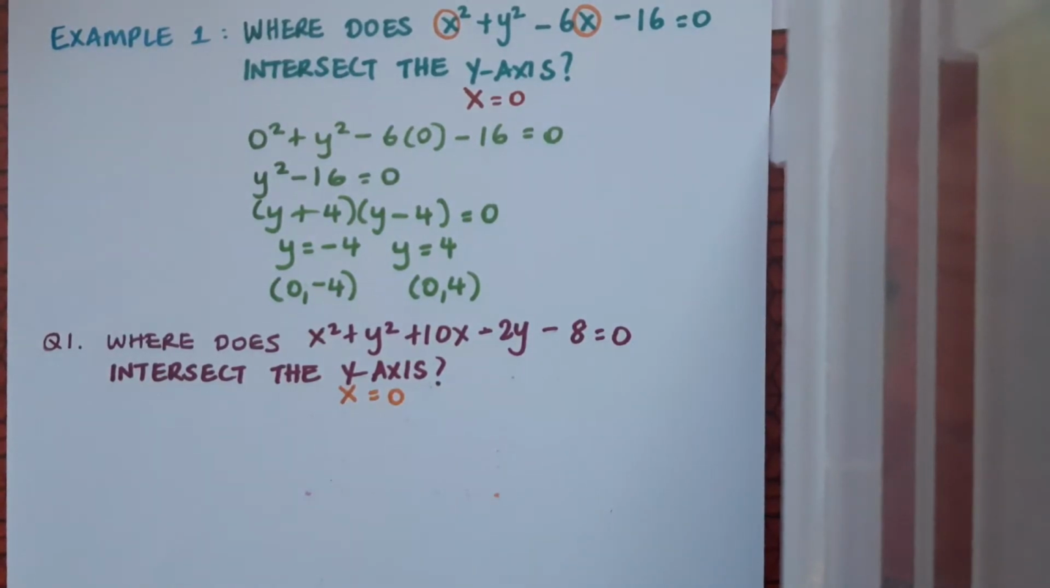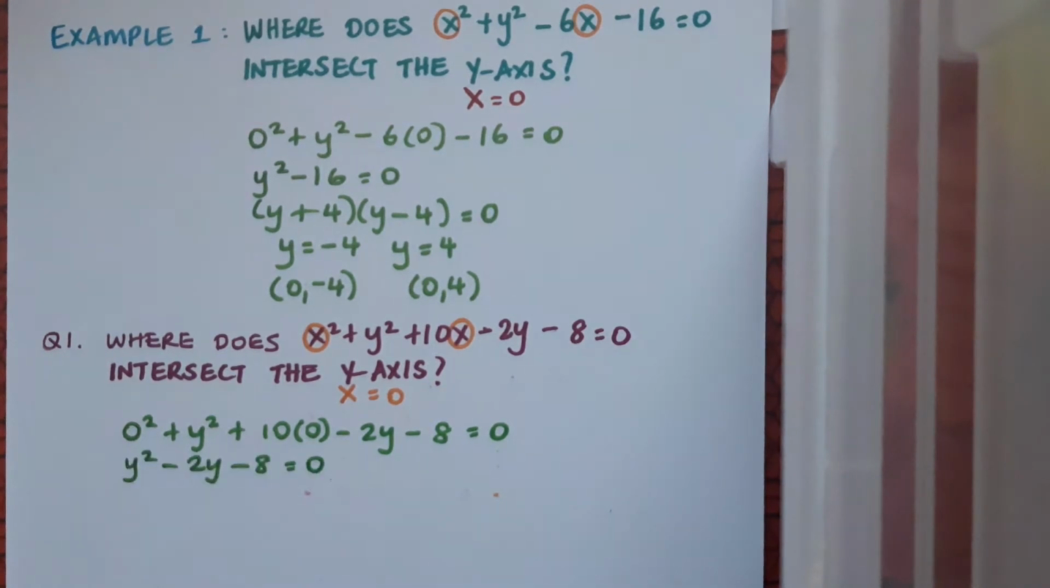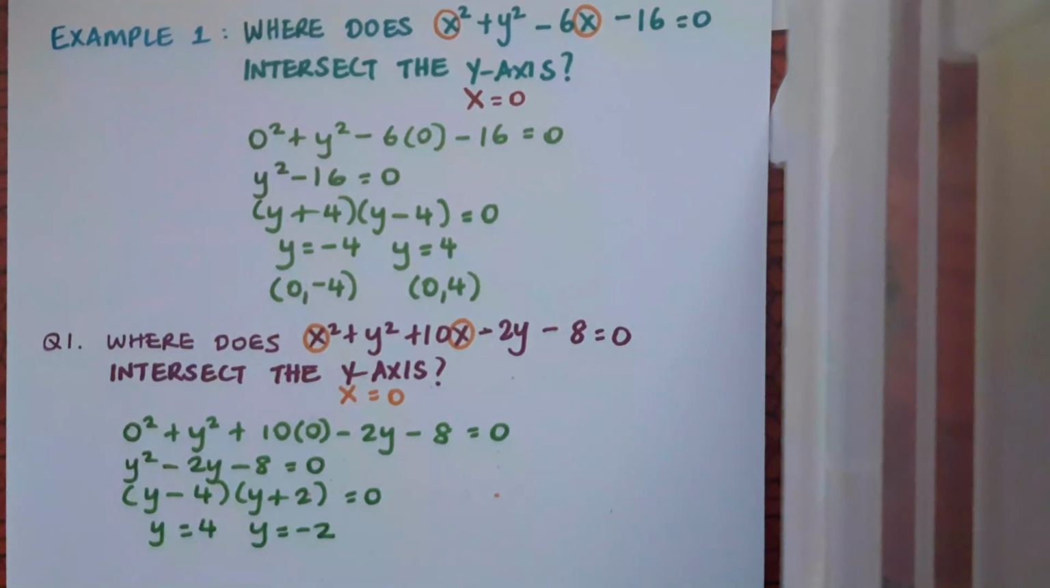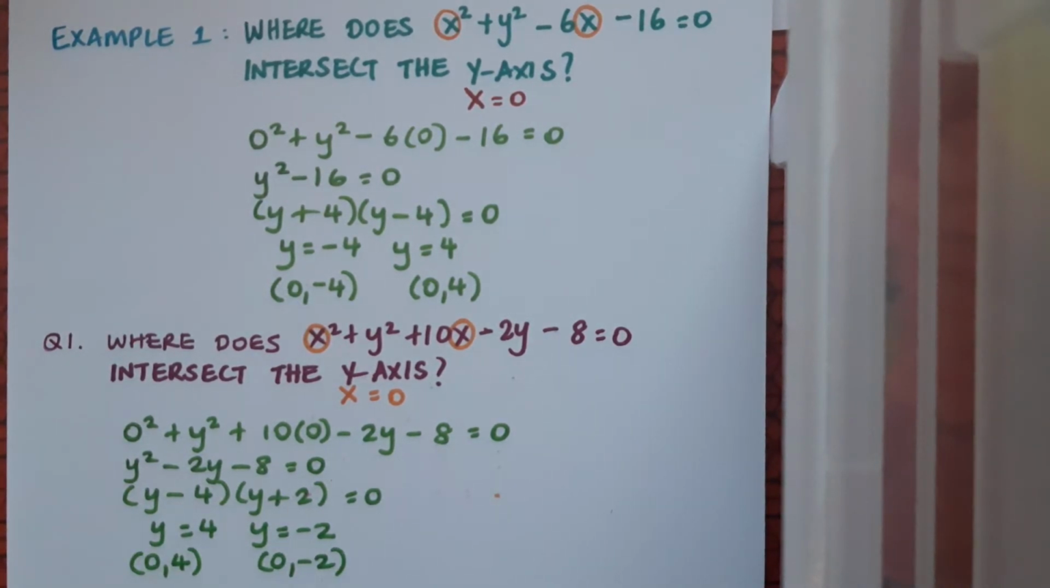Again, remember that the y-axis can be represented by x equals 0. I'll replace my x's with zeros, and I can tidy this up then into, in this case, a quadratic. And now I need to factorize and solve this. It factorizes as y minus 4 by y plus 2 equals 0. So I've got y equals 4 and y equals minus 2. And again, I'd like to write these as points. I used a value of x that was 0 in both cases, so it's (0, 4) and (0, minus 2).